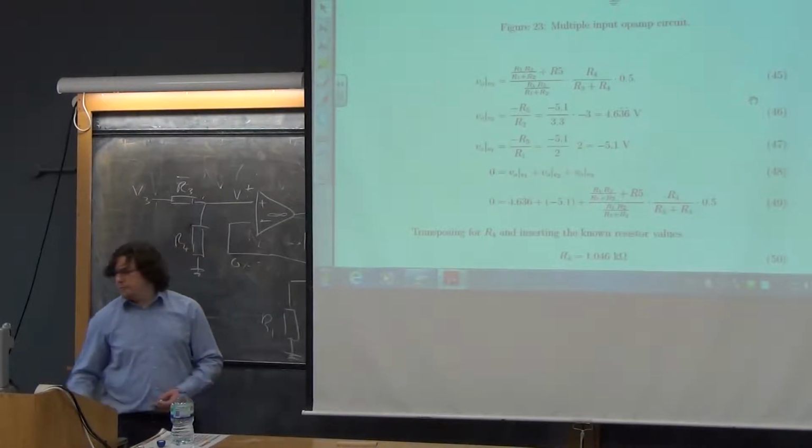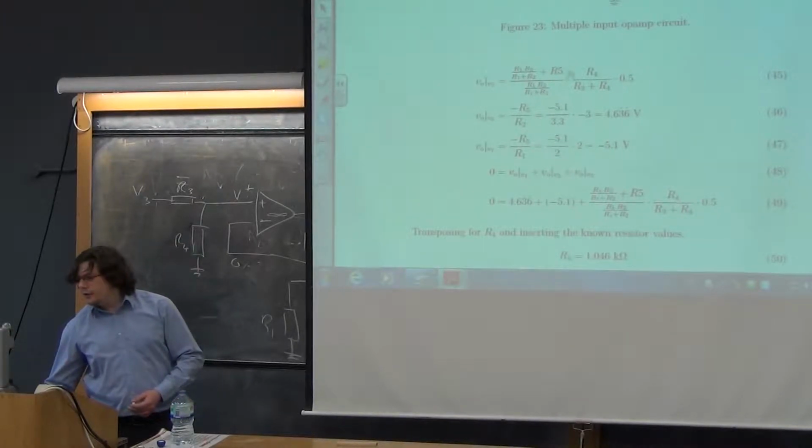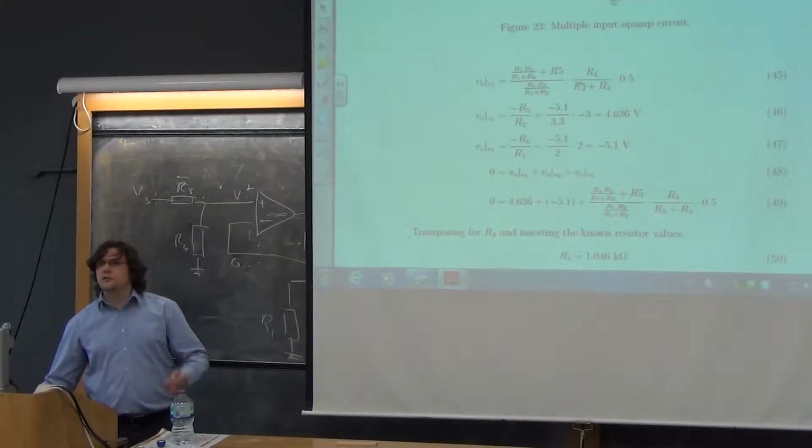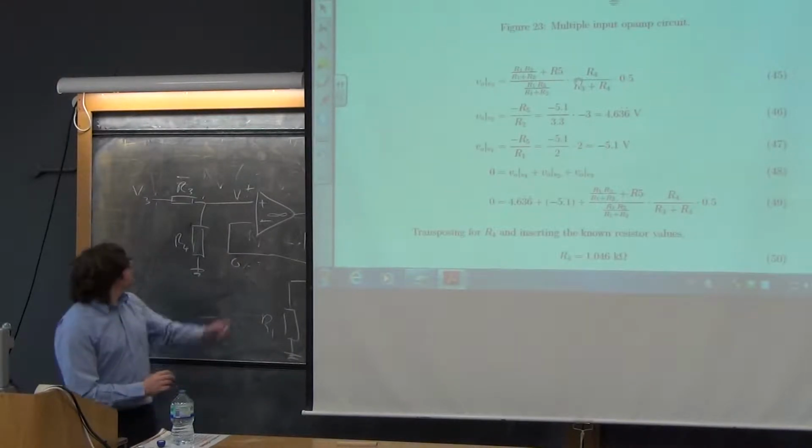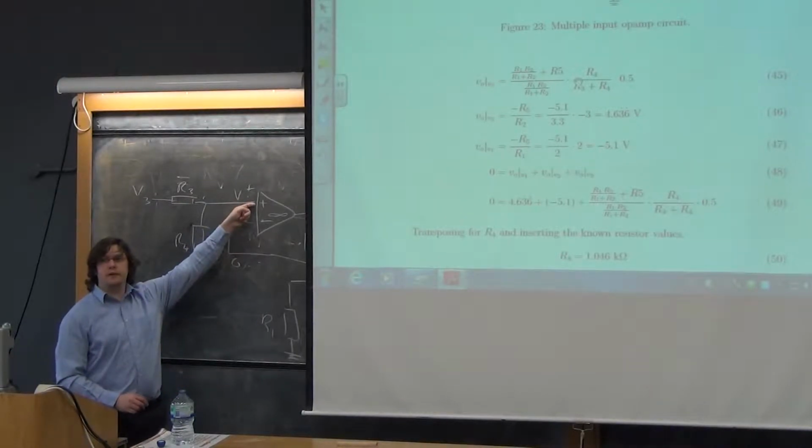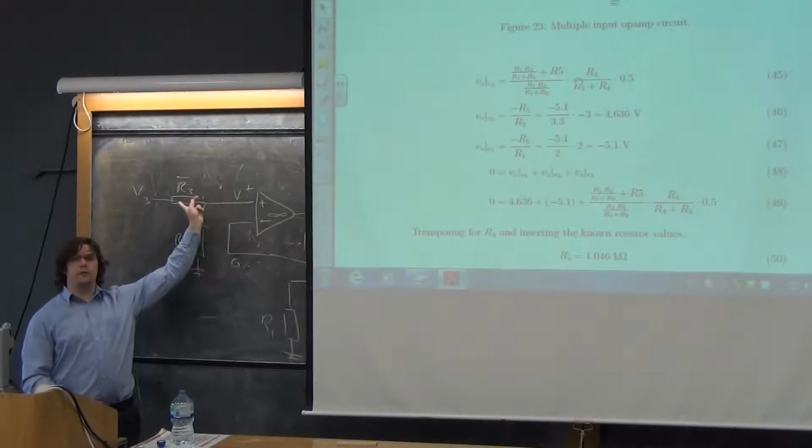So we've got the op-amp bit, which is that bit there, and then we've got the potential divider, which is that bit there, and you just multiply them together. And the reason you're allowed to do that is because the impedance looking in here is really, really big compared to the impedance looking back that way.